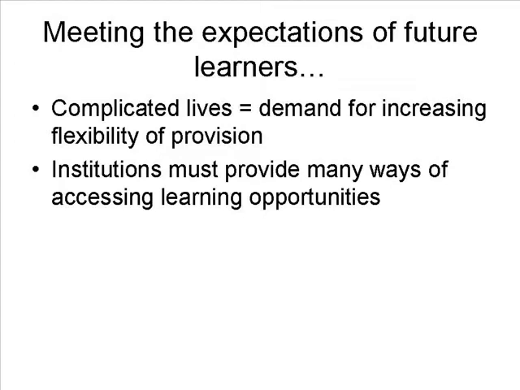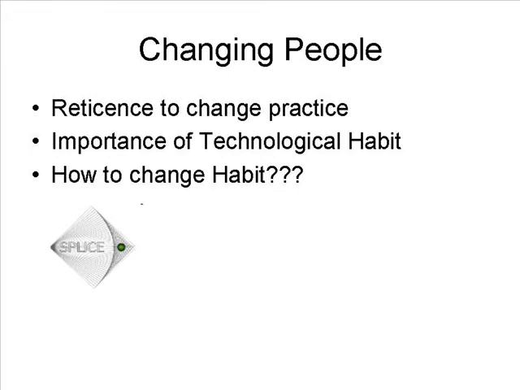And here are some very real challenges, because as learners' lives get more complicated and they have to work and pay a lot of money to study, they will demand increasing flexibility of provision. For institutions, that means providing many ways of accessing learning opportunities. And to meet these expectations, we need to change the way we use technology. But to do that, we really need to change ourselves. We need to change the patterns of practice that we've established for teaching and learning, and to ensure that the administration keeps the institution as flexible as possible.